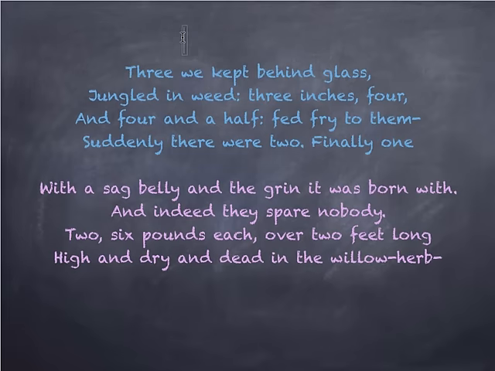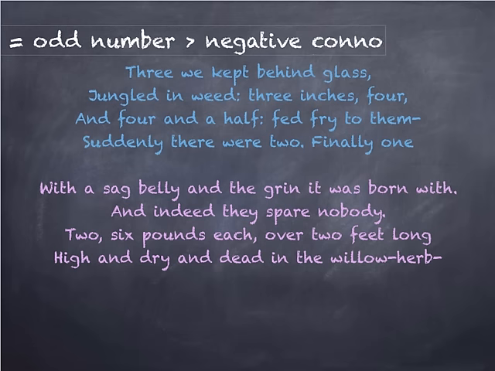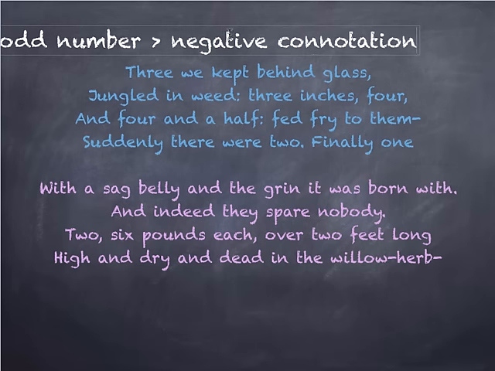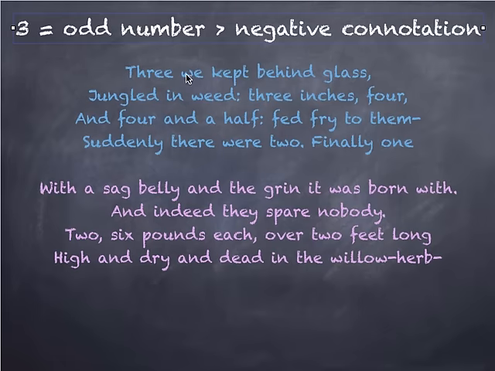Number 3. Odd number. Negative connotation. And then 3, again the number 3, so 3 inches. So again we have a negative image about the pike. And 4.5, so then we see 4.